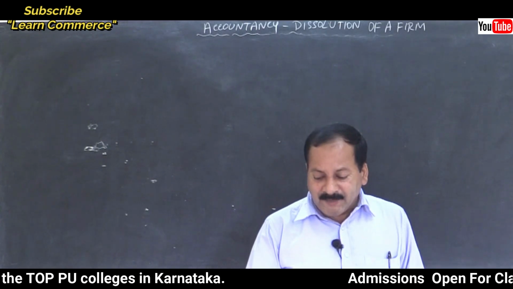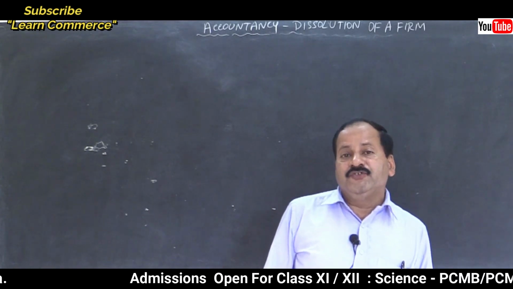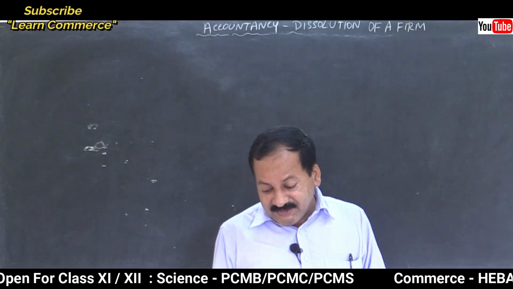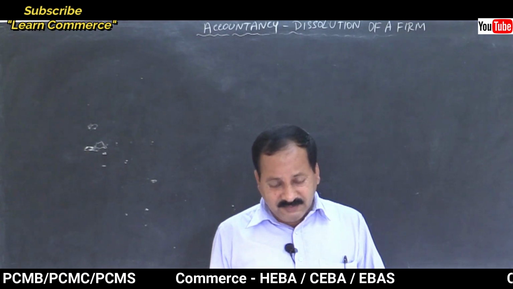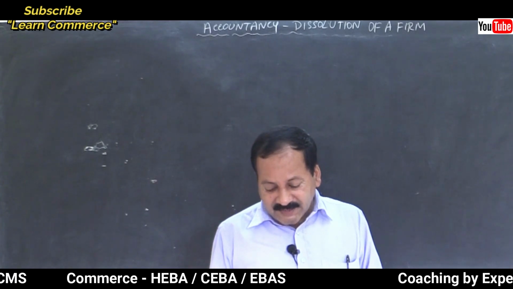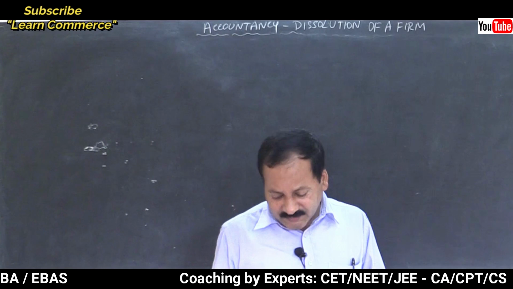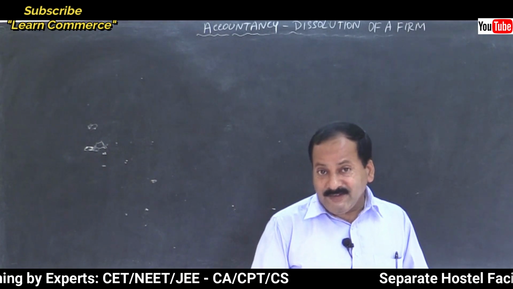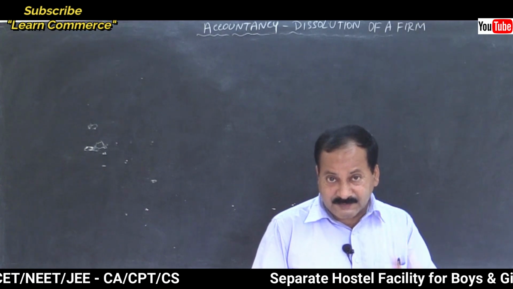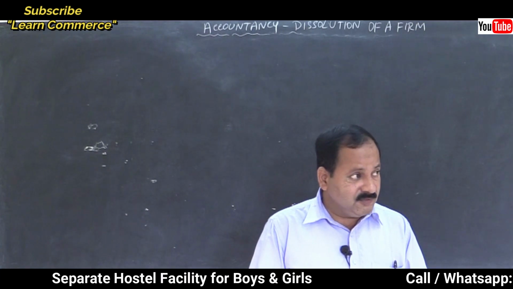Mohan, Nagaraju and Prakash are partners sharing profits and losses in the ratio of 4:3:2. Their balance sheet as on 31st March 2018 was as follows. Let us take up liabilities first. Creditors, bills payable, you know it, normal liabilities, transfer it to realization account. Prakash's loan. Prakash is a partner of the firm, right? So it should not be transferred, as we dealt with in the previous problem, isn't it?